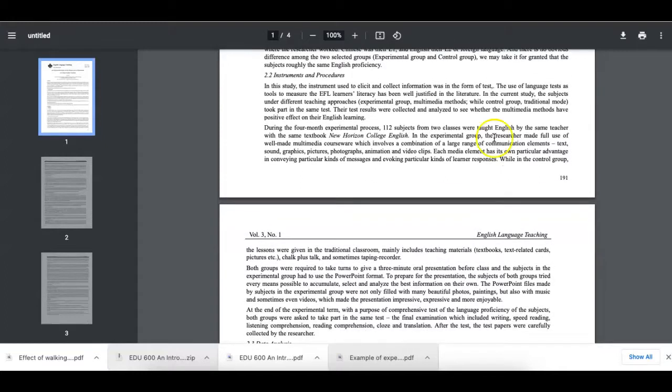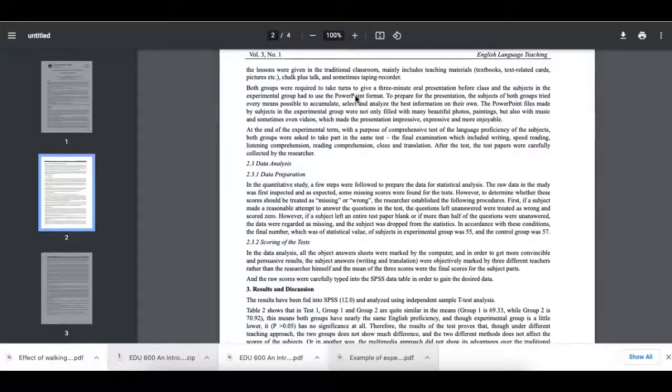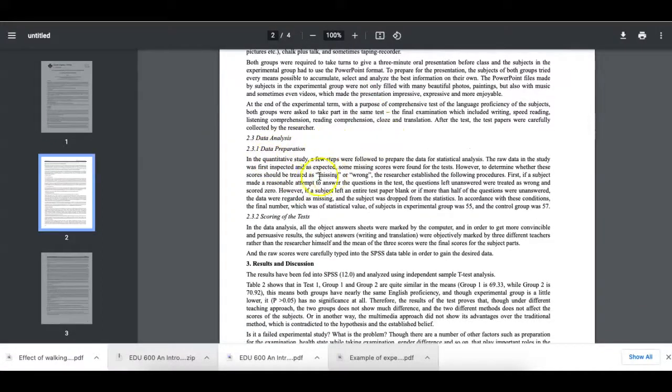So then what you do, you can take a look at the instruments that they use, the test, the methods. So the data analysis, how did they prepare the data? And I think a big thing, one thing about experimental research is you are looking at the numbers. This is true quantitative research. So in the quantitative study, really they're looking for data so they can run statistical analysis on.